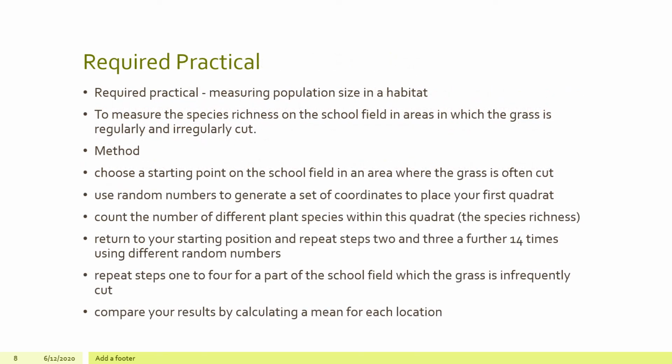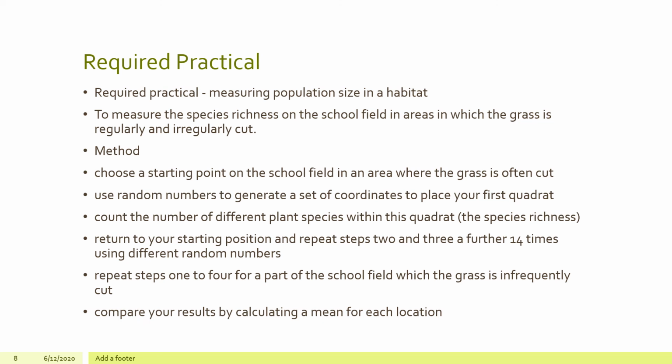Required practical. This is a required practical in the GCSE course. The required practical is measuring population size in a habitat. The aim is to measure the species richness on the school field in areas where the grass is regularly and irregularly cut.